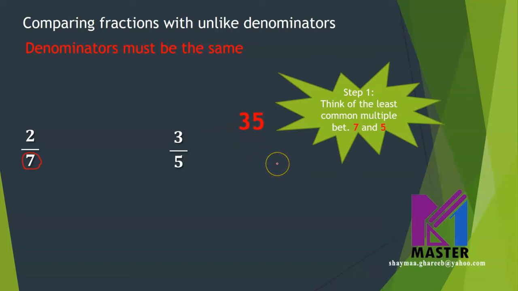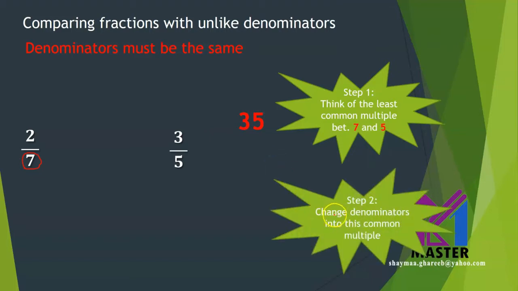Now, after this step, I have to change denominators into this common multiple. So how to change the 7 to be 35? I will multiply it by 5. And what should I do next? I have to do exactly the same with the 2. Multiplied by 5 equals 10. So 2 over 7 equals 10 over 35.